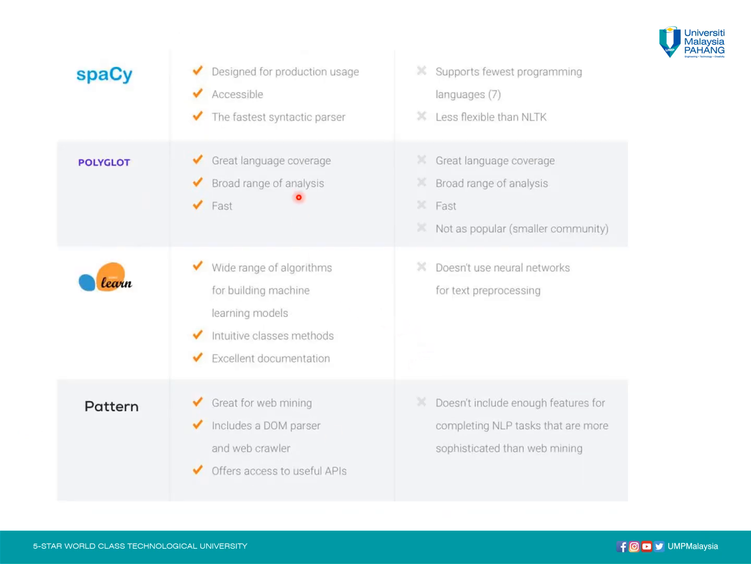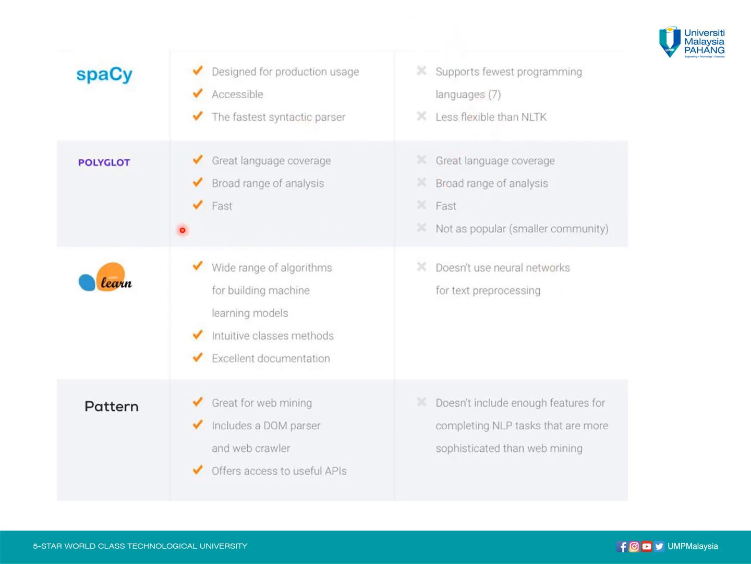The next one is spaCy. I have used this. spaCy is quite good, but I'm not going to show you in the Google Colab later. But I have included another slide on NLP using spaCy. Maybe you can take a look at that and explore by yourself. It's designed for production usage, accessible, with a faster syntactic parser. But the downside of spaCy is that it only supports Python and is less flexible than NLTK. That's another reason why I didn't show you in the Google Colab.